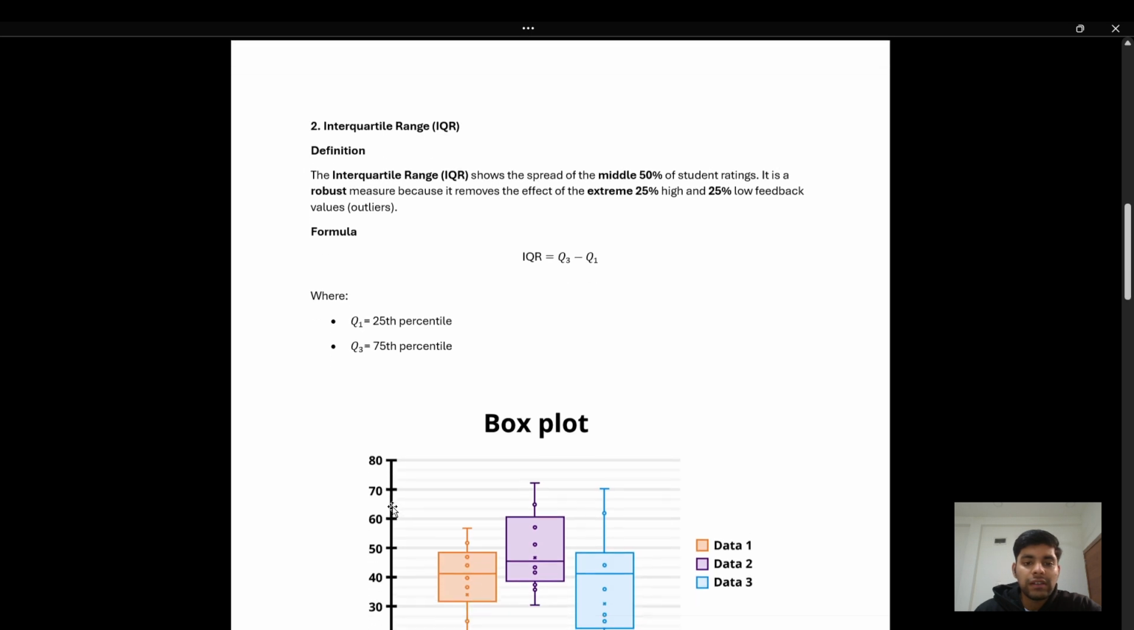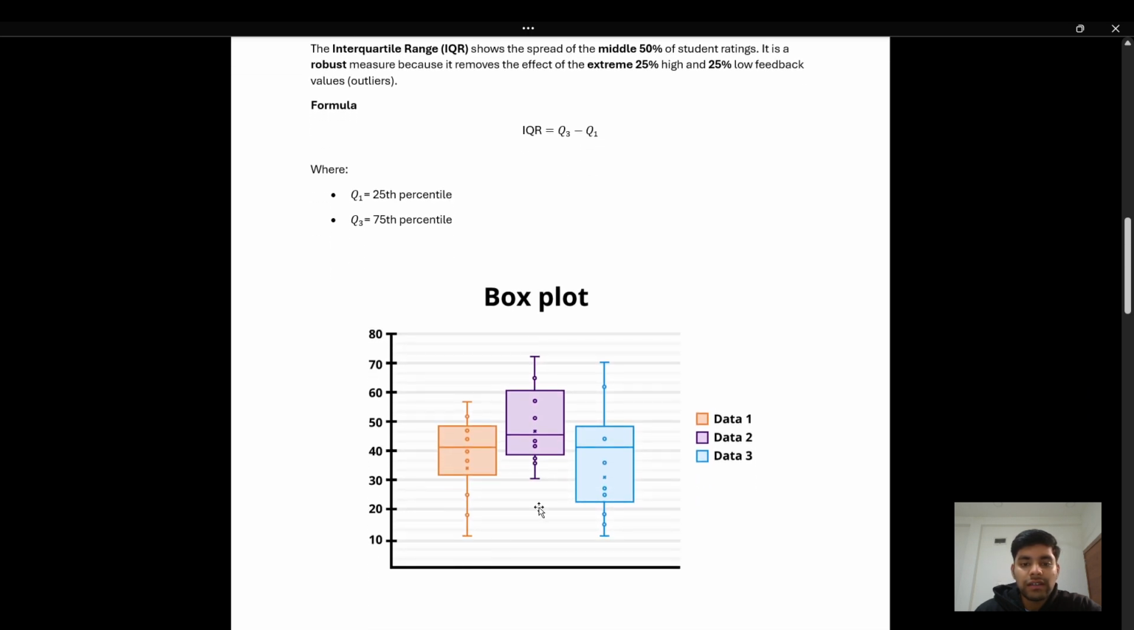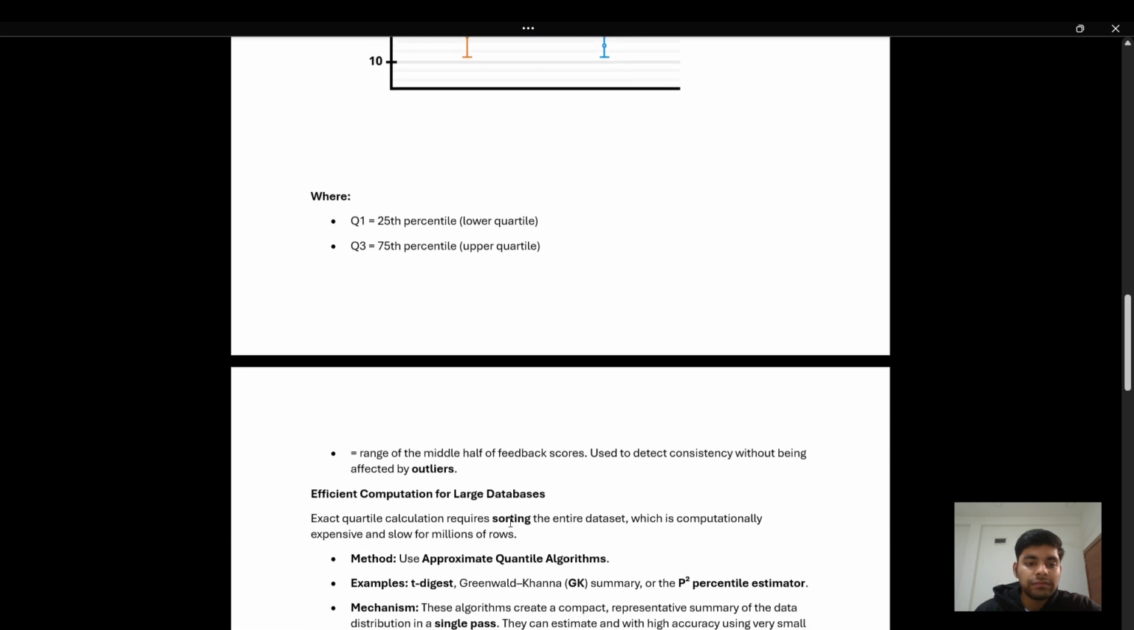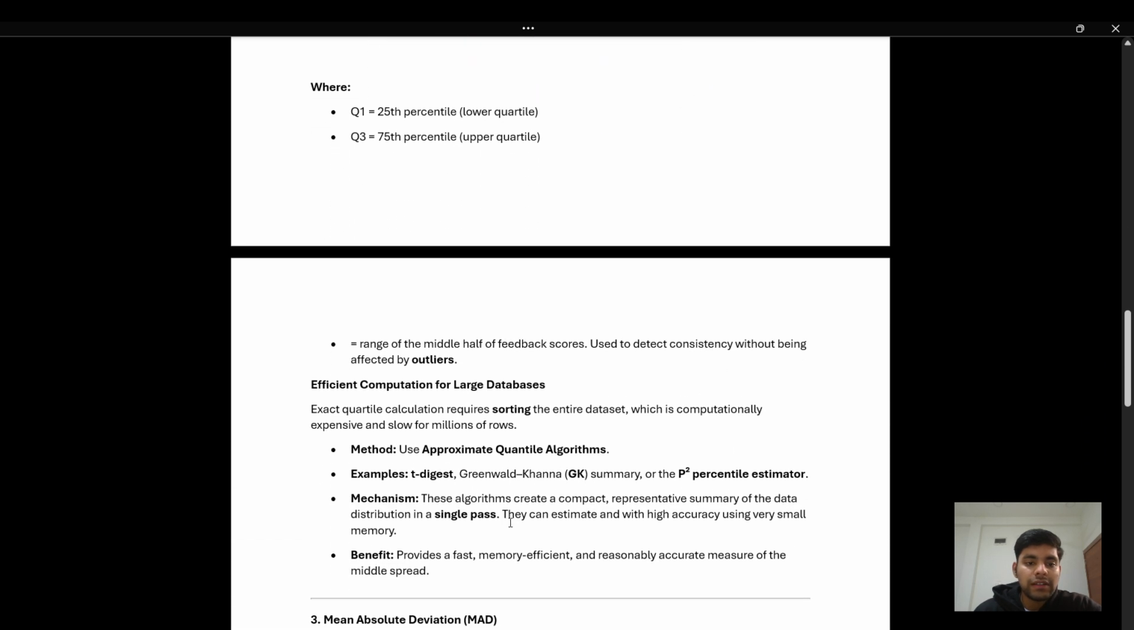We can see this visually. Here we can see data 3 is Q3 and data 1 is Q1. Here we have written this. We can call Q1 the lower quartile and Q3 the upper quartile. Now let's see how we can efficiently compute this for large databases.